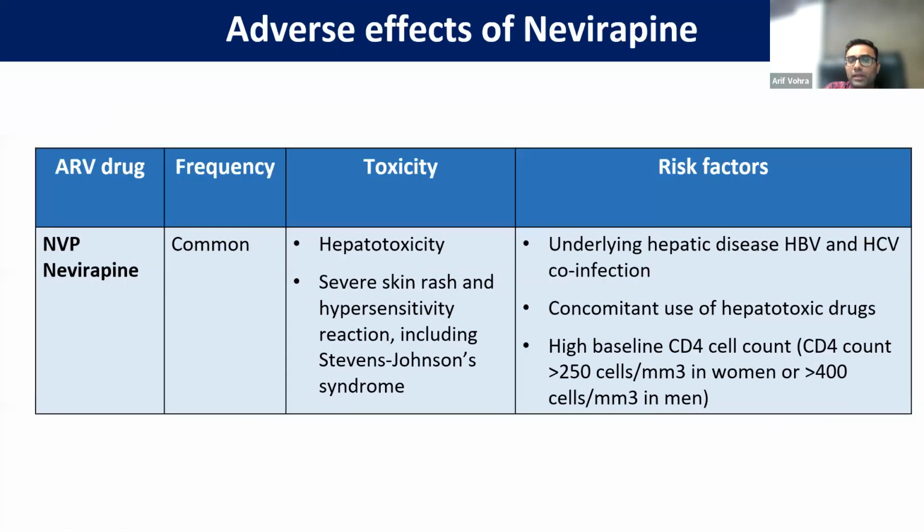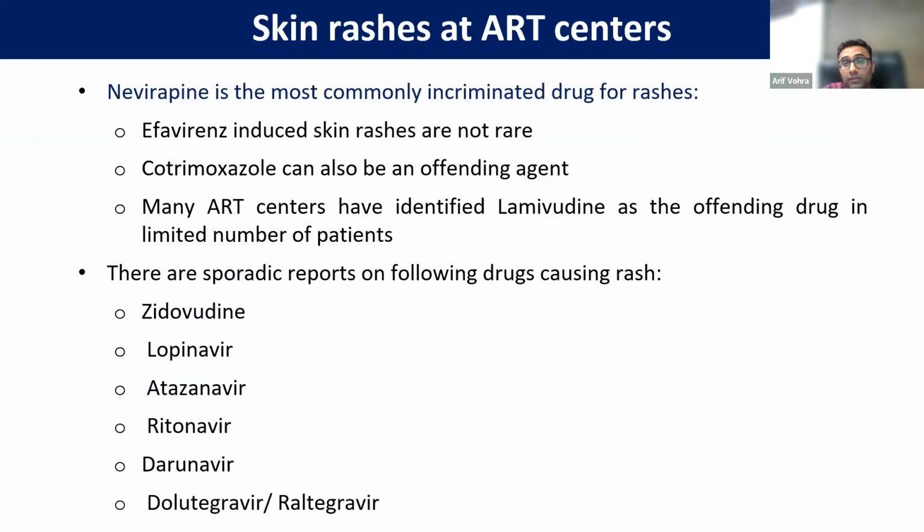Nevirapine. So nevirapine has been blamed for rash. Every rash that develops in a child who is receiving nevirapine, nevirapine most of the time is the culprit. So skin rash is the most common side effect with nevirapine. Another is hepatotoxicity. Any child who has hepatitis B and C infection, or a high baseline CD4 count, is at risk of developing nevirapine toxicity.